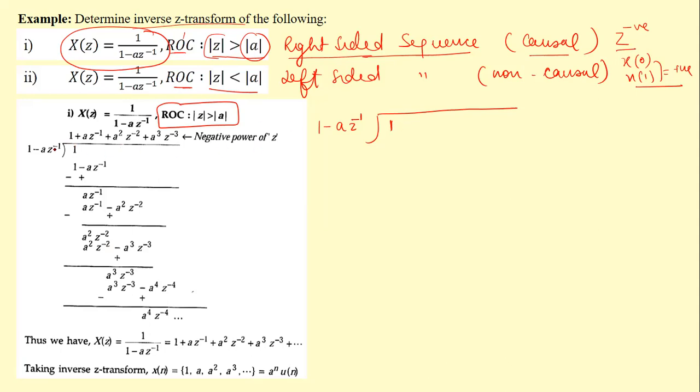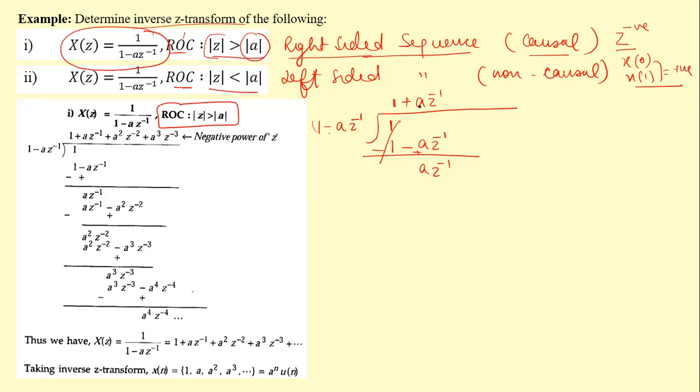On dividing, first we will take 1. So 1 into 1 is 1. 1 into minus is minus a z inverse. So let us subtract and simplify this one. So we have a z inverse now. Now let us multiply this sequence with a z inverse. So we are dividing this, basically we are using the long division method.